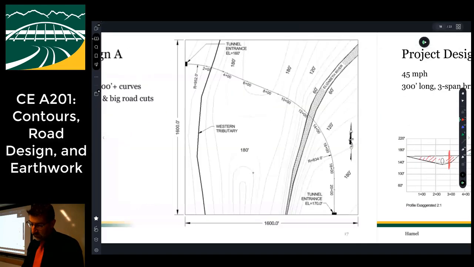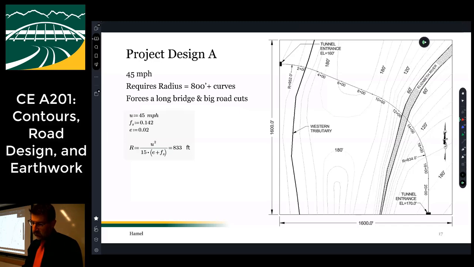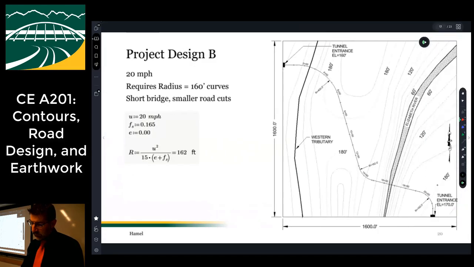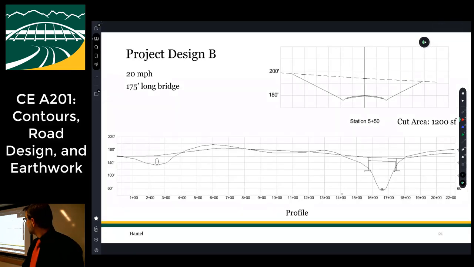And again, there's a few notes here about how it forces a long bridge and a big road cut, right? Because I've made these curves so big that I'm basically forced into this alignment, right? I can't really deviate that very much. And then project B, if I drop this to 20 miles an hour, then I get these little tiny 160-foot curves. And that allows me to come out of this tunnel, bank hard left, cross the river where it's much skinnier, bank right, go across this flat zone, bank left, and then go across the culvert, the stream where it's skinnier, right? And so the profile for that looks like this, right?